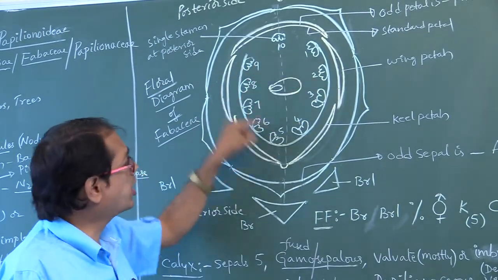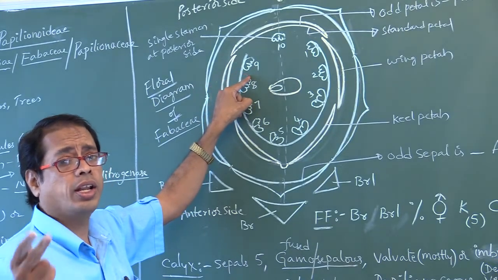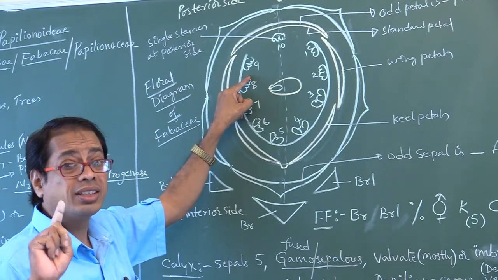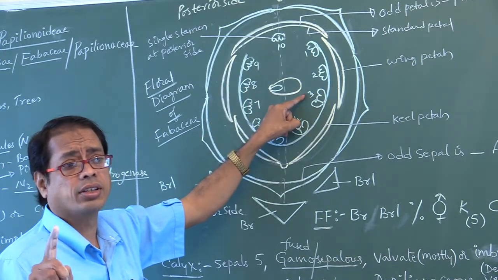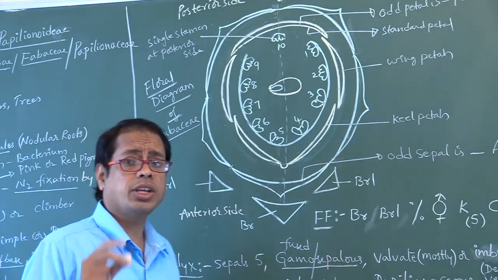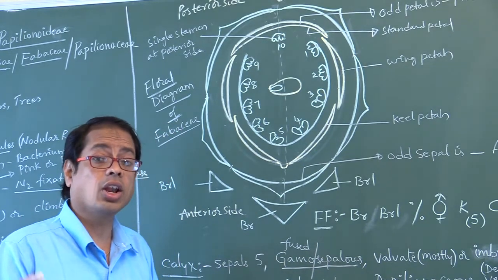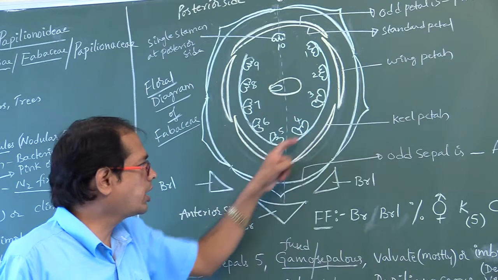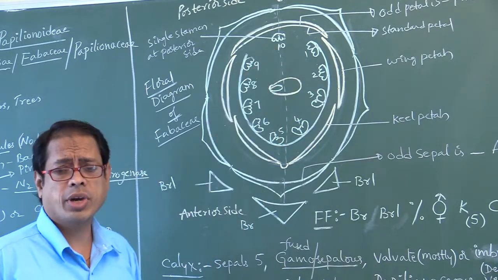How many stamens are there? 10 stamens. How many bundles? 2 bundles. What do you call that one? Diadelphous. 10 stamens, diadelphous. How many bundles? 2 bundles. Number of stamens in each Fabaceae flower, 10. Number of stamens in largest bundle, 9. Smallest bundle, 1. Did you understand, my dear students?